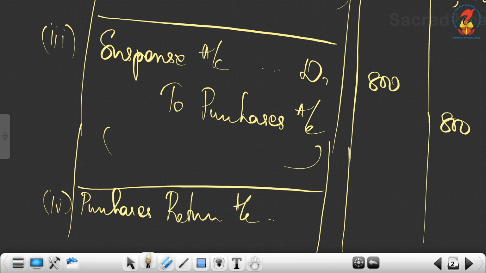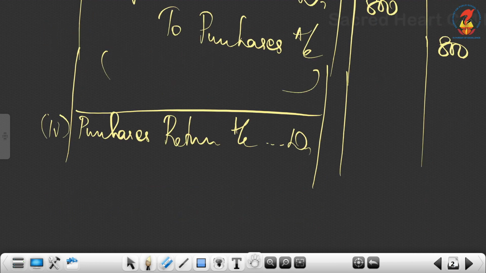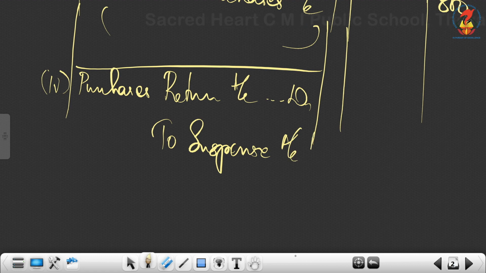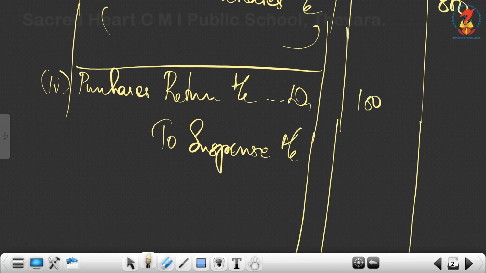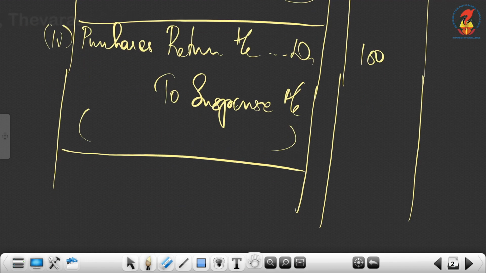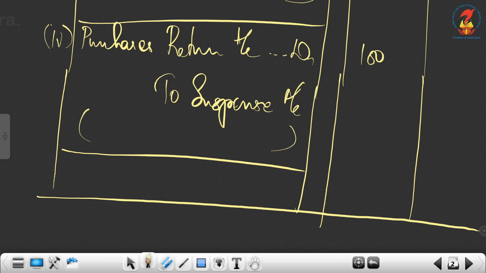purchases return account debited to suspense account. The amount is the difference, 100. Okay, you can write the narration after this, and then you can close this journal.